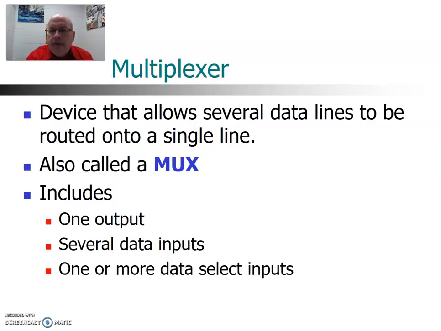So first of all, a multiplexer is a device that has several data lines. The data lines will be inputs to the device, and they are routed onto a single line. A multiplexer is sometimes referred to as a MUX. I think you can call that a slang representation. Proper word multiplexer, slang would be MUX. Often used slang, by the way. One output, several data inputs, and you have data select inputs.